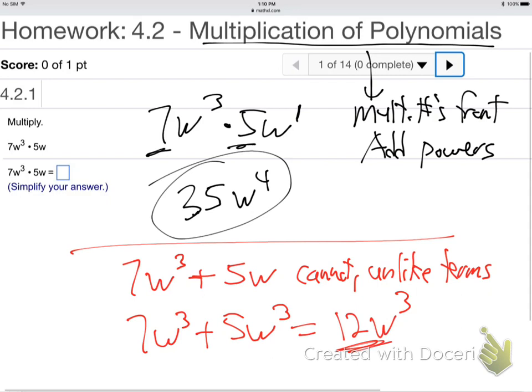So that's another difference, right? When you're adding, you just add the numbers in the front. You don't mess with the powers at all. The only time you mess with the powers is when you're multiplying or dividing. I think you know all that already. Last one right away.